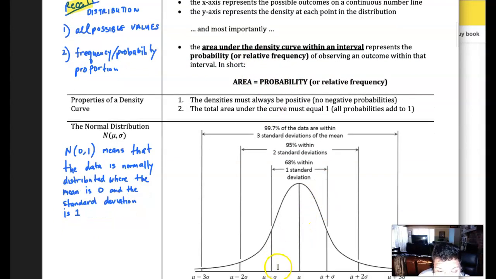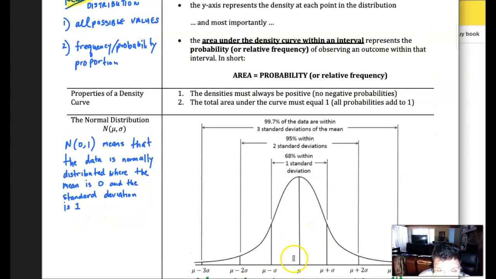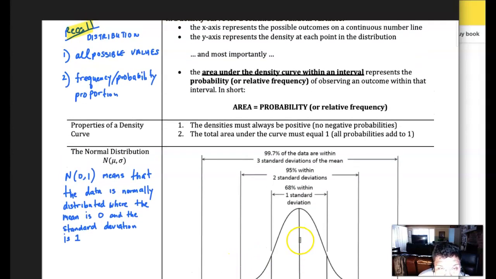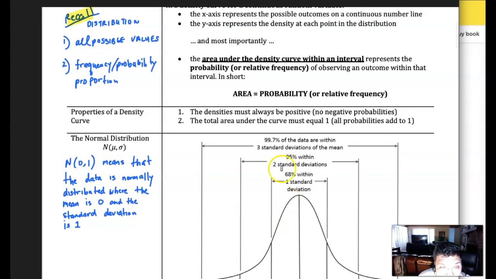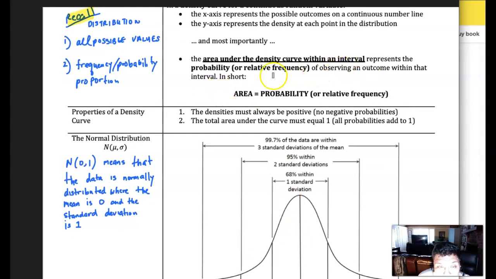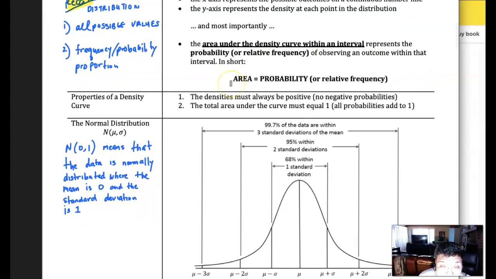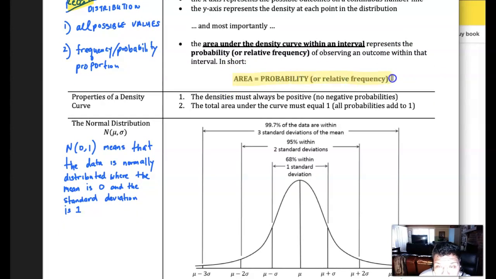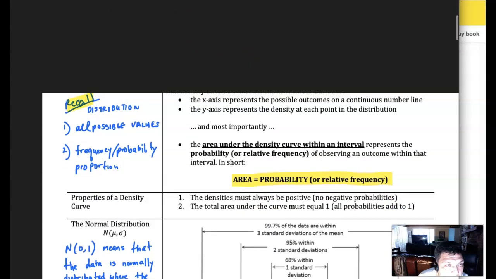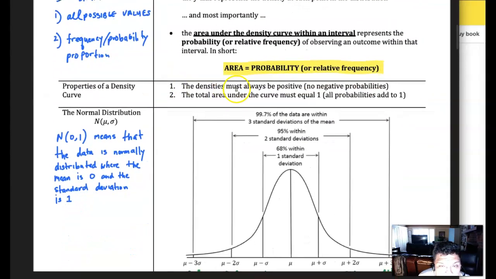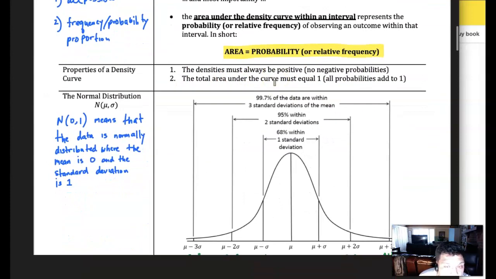We don't calculate it using mathematical geometry. We use technology to help us calculate the area underneath the curve, because what that represents, right? It represents the probability or the proportion or the relative frequency of observing an event or an outcome within that interval, right? So we'll be talking about the word area, but when we talk about that word area, what we're really talking about is probability.